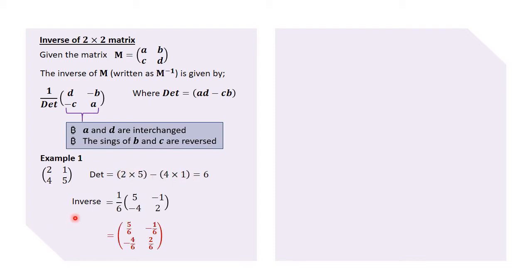The inverse, therefore, will be the reciprocal of that particular determinant times the matrix transposed, and transposition means doing what we said in these two notes here. The 2 and 5 are interchanged, so that you have 5 and 2. The signs for 1 and 4 are reversed, so that we have -1 and -4. And this one is simplified to get the matrix that you have before us here, which is the inverse of the matrix 2, 1, 4, 5.